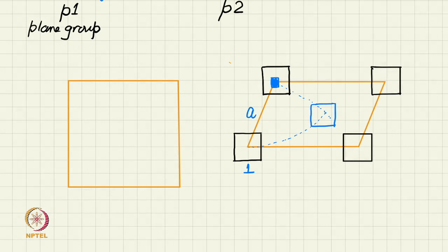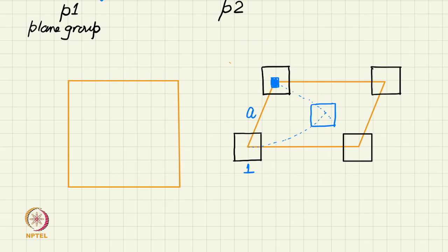If I start putting it, I am creating a new motif which I didn't put initially and which my lattice with a square motif was not requiring to be put there. So you can see that complications will arise if you try to force a fourfold symmetry on an oblique lattice, and you will not succeed. You will not be able to generate a pattern based on oblique lattice which has fourfold symmetry.